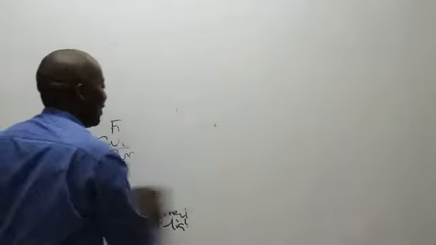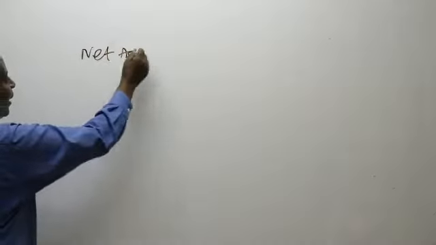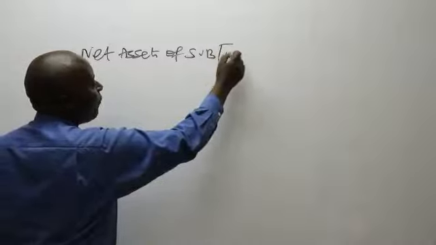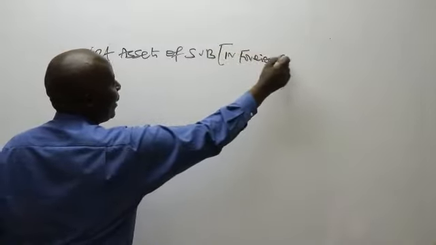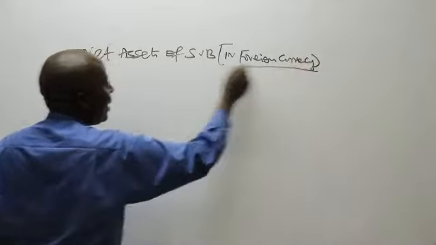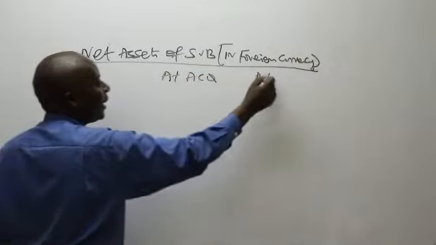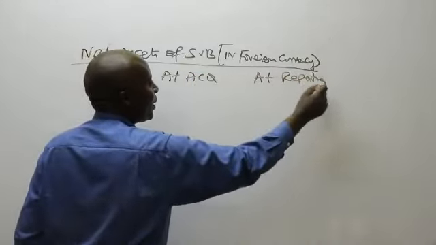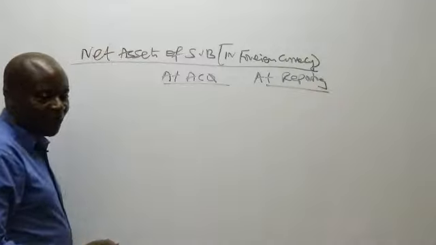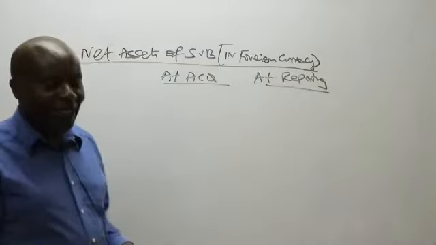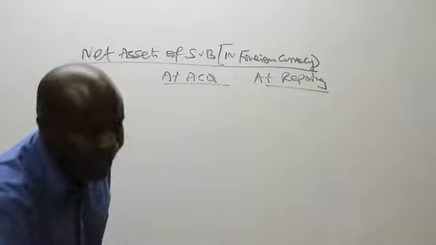To finish the balance sheet, we start with the net assets of the subsidiary. Write net assets of the subsidiary now. These must be given in foreign currency. Remember, net assets is at acquisition and at reporting. It's net assets at acquisition and net assets at reporting.